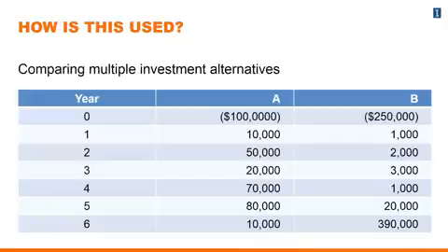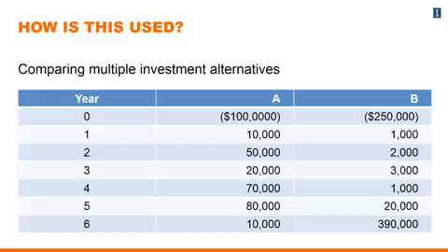Let's back off of the Hogarth example for a second and look at something that we'll just keep on the back burner. Let's consider a firm that's comparing multiple investment alternatives. We have a multi-year span project, 2 of them, Project A and Project B. And in year 0, Project A would require an outflow of cash of $100,000. Project B would require an outflow of $250,000.